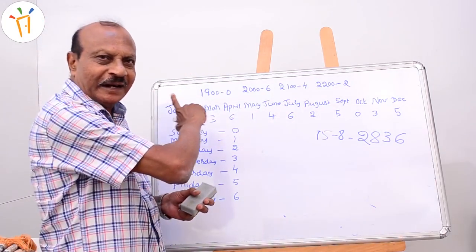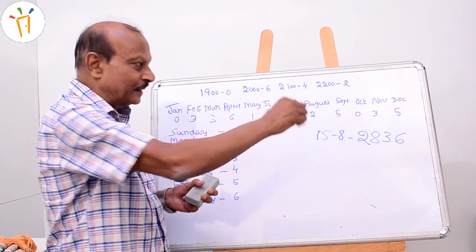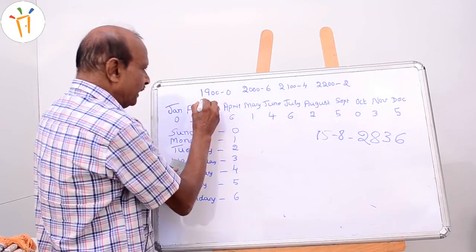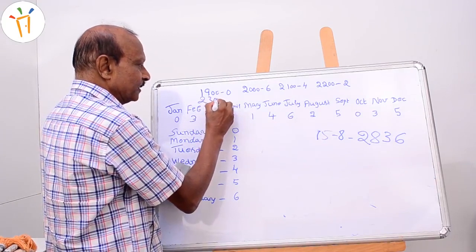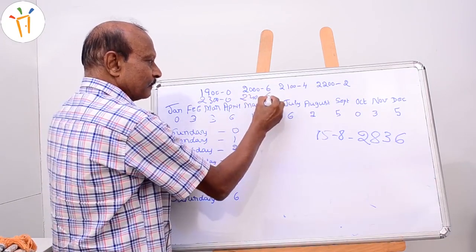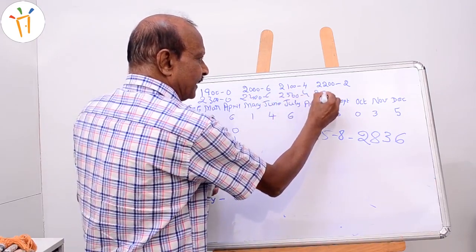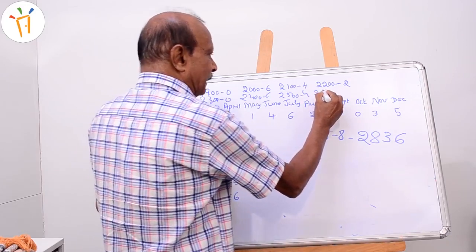There is no necessity of calculating any more calendars. Simply for 2300 you put it here. 2300 has the same code number, 2400 the same. So every 400 years once the calendar repeats.